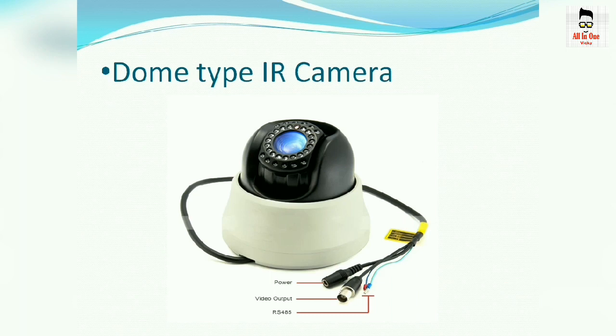And this one is an RS485, which is used for special purpose cameras. It will be used for PTZ cameras. PTZ means pan, tilt and zoom cameras. So that is a special feature, and it is used for special purposes.